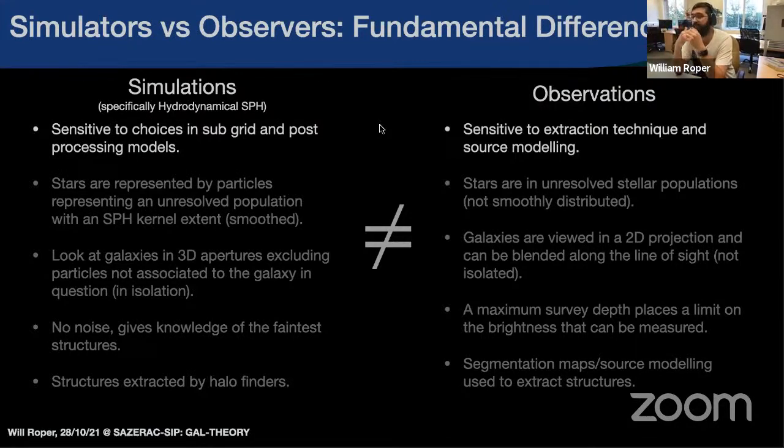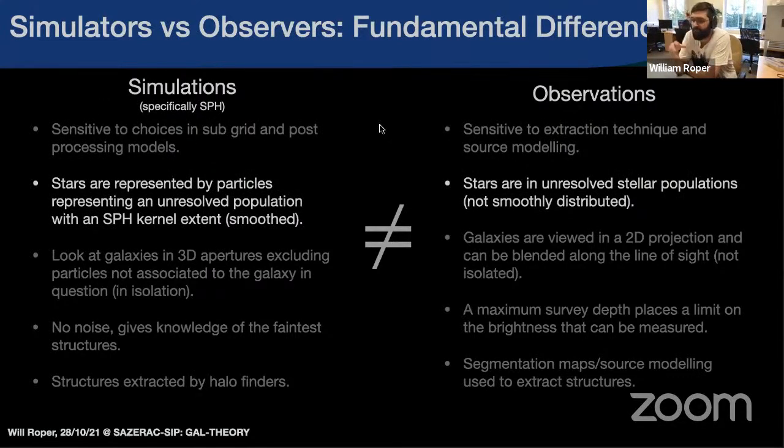First off, there are different sensitivities involved. With simulations, we're not only sensitive to the extraction technique, but we're also sensitive to the choices made in the subgrid model, and indeed the post-processing to get fluxes out of the particles, etc. Whereas in observations, we can't change the physics, but we're sensitive to the extraction techniques and the source modelling that's used.